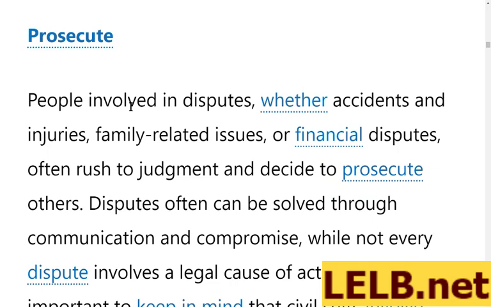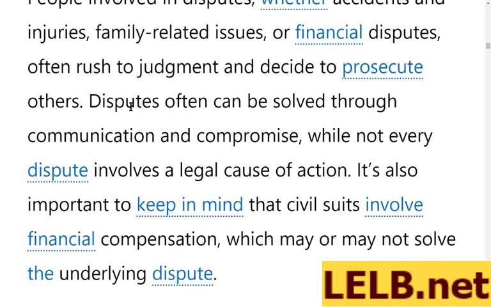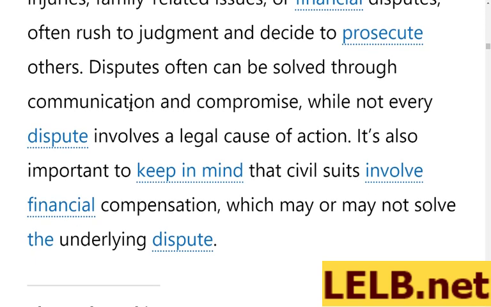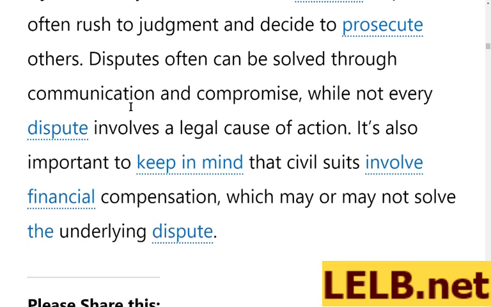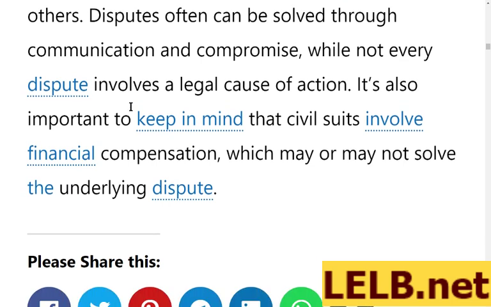People involved in disputes, whether accidents and injuries, family-related issues, or financial disputes, often rush to judgment and decide to prosecute others. Disputes often can be solved through communication and compromise, while not every dispute involves a legal cause of action. It's also important to remember that civil suits involve financial compensation, making up for something, which may or may not solve the underlying dispute.